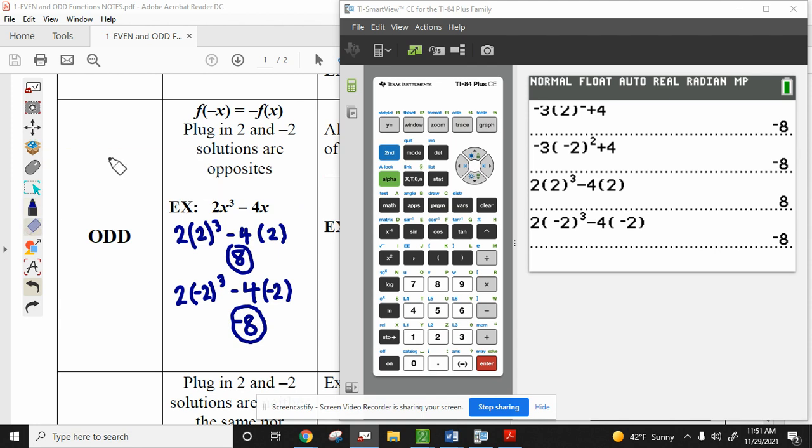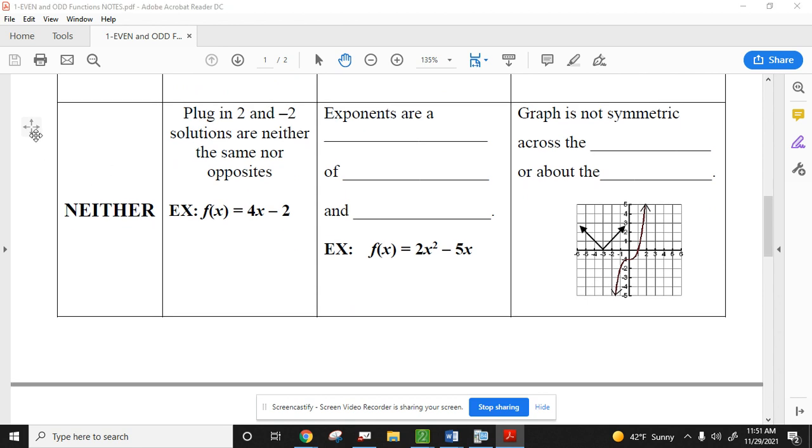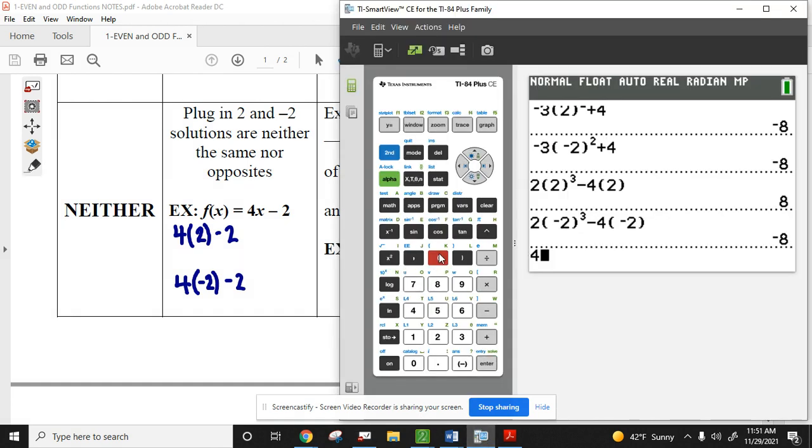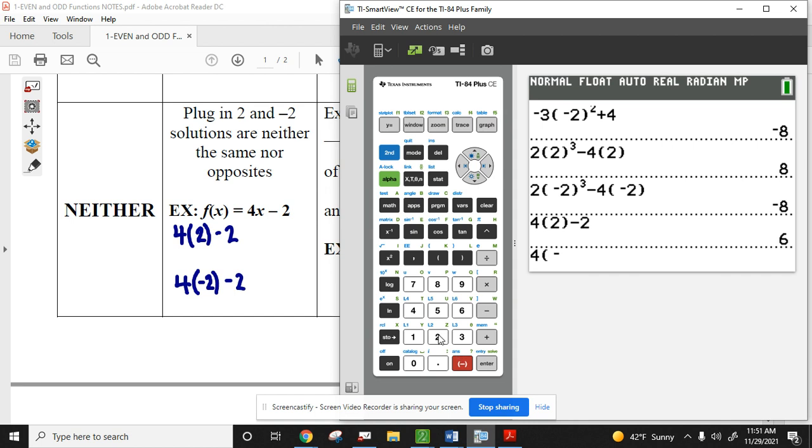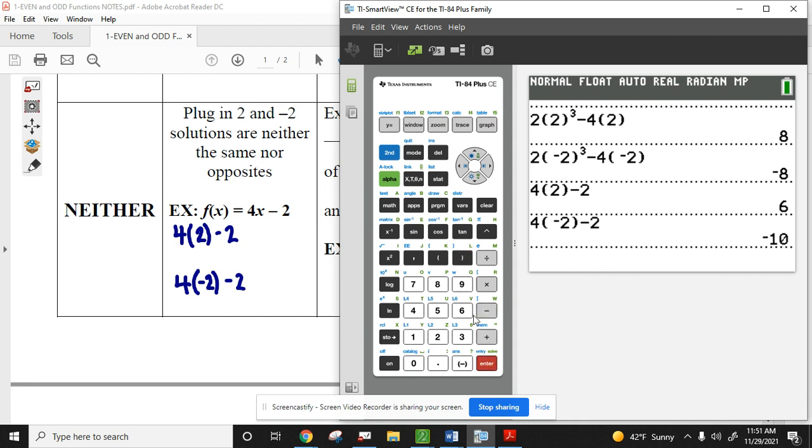The last thing we have is going to be neither. So we're still plugging in opposite numbers. So we have 4x minus 2. We can still plug in 2 and negative 2. You type that into your calculator. So we get 6 and negative 10. Since those are not opposites or the same, that is called neither.